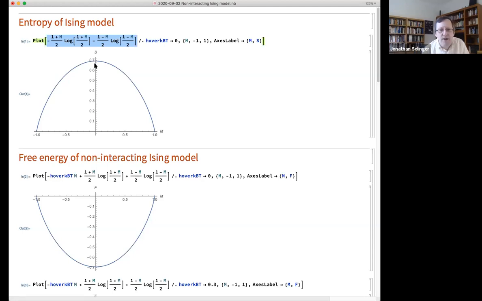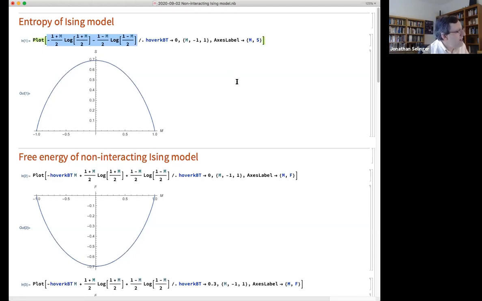So if I say have 100 spins, there's a lot of ways to have 50 of them point up and 50 of them point down. There's not so many ways to have all 100 point up and 0 point down. There's only one way to do that. So the entropy is higher if m is 0. It's lower if m is plus or minus 1.